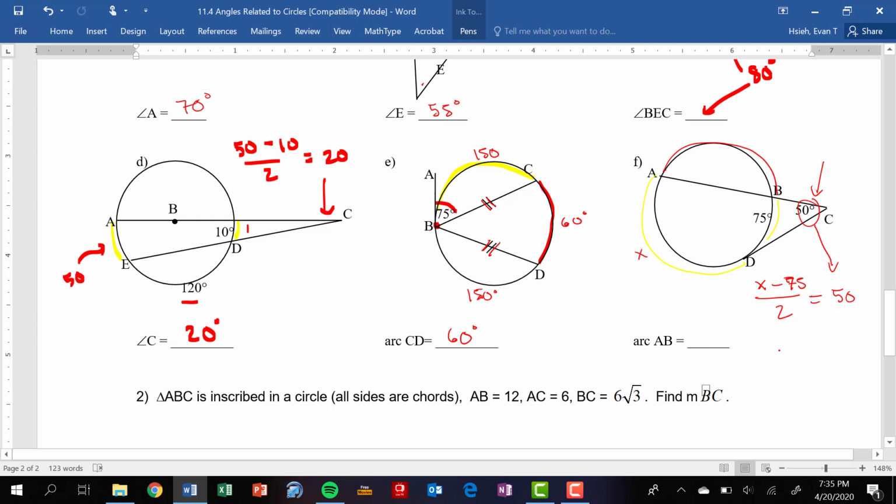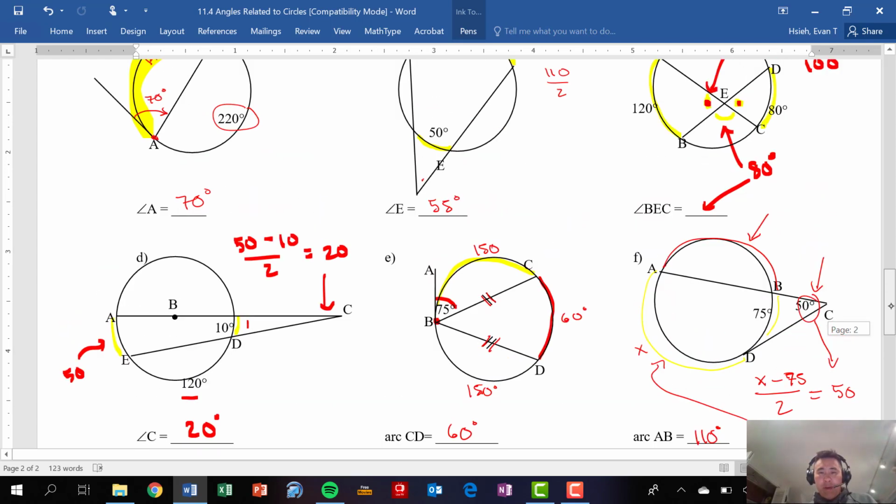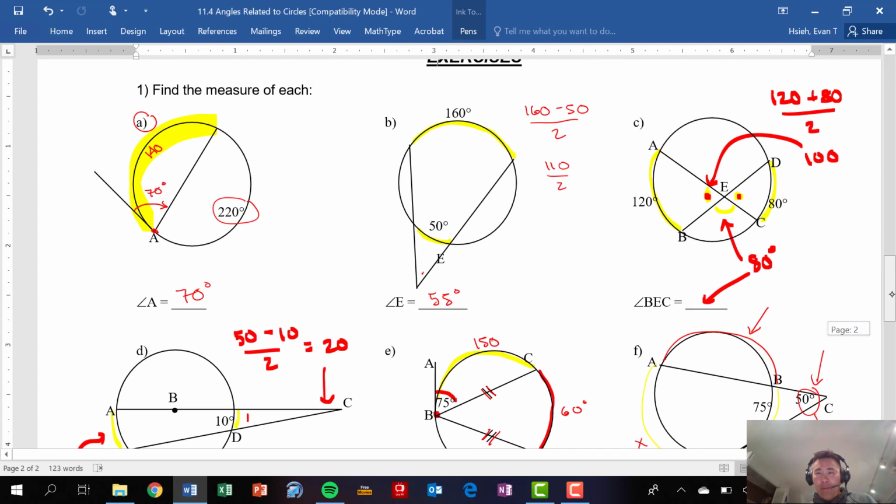And so then I know that x is going to end up, if I solve this, multiply both sides by 2, add 75 to both sides, x is going to be equal to 175 degrees. That's this arc right there. And then if I subtract from 360, this is going to end up being 110 degrees. Okay, that last one was kind of tough, but most of the other ones weren't too bad.